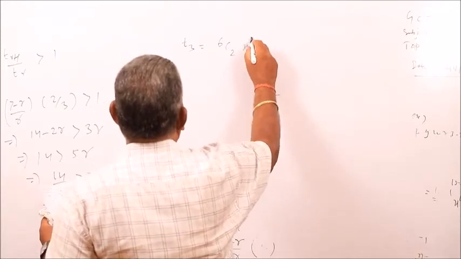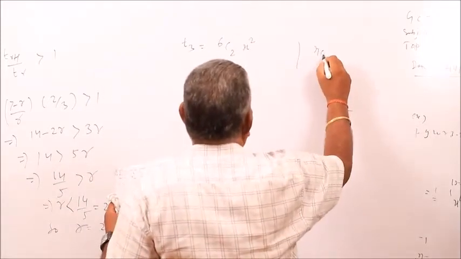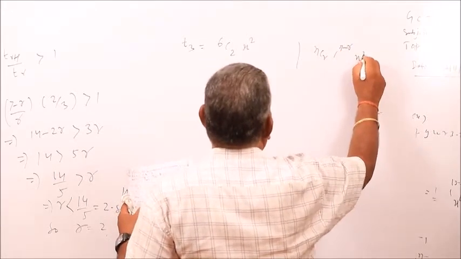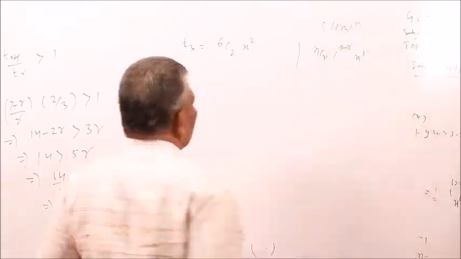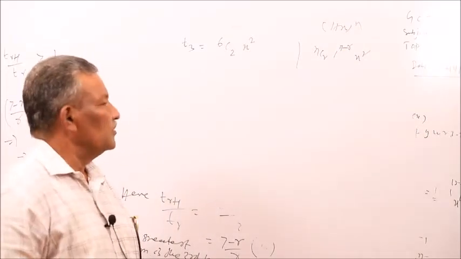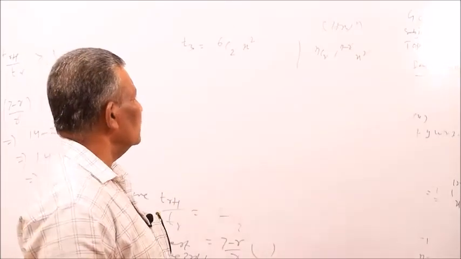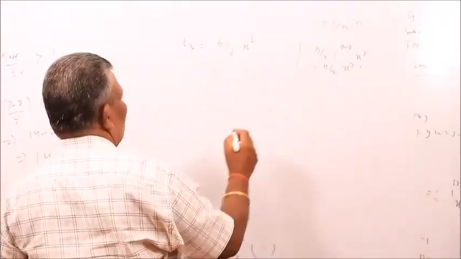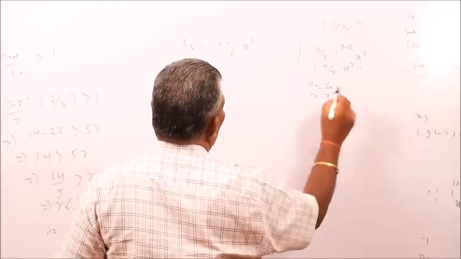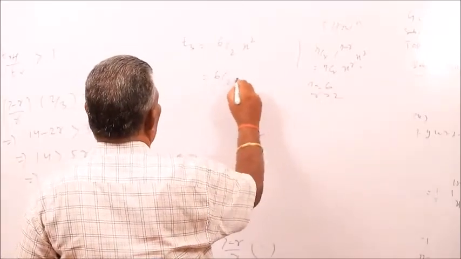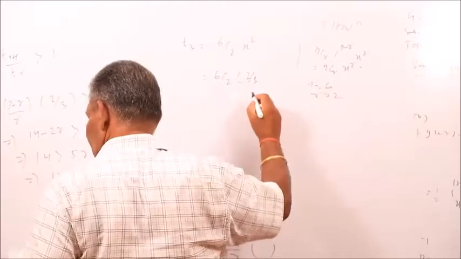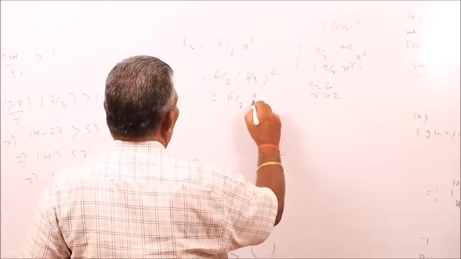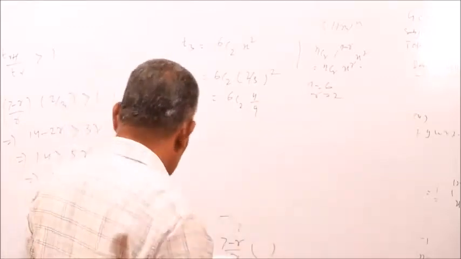6C2 x square. In the expansion of 1 plus x whole to the power n, your general term is NCR 1 to the power n minus r, x to the power r, or NCR x to the power r. Here n equals 6, r equals 2. So that is 6C2, x value is 2 by 3 whole square, that is 6C2 into 4 by 9. Then you can simplify it.